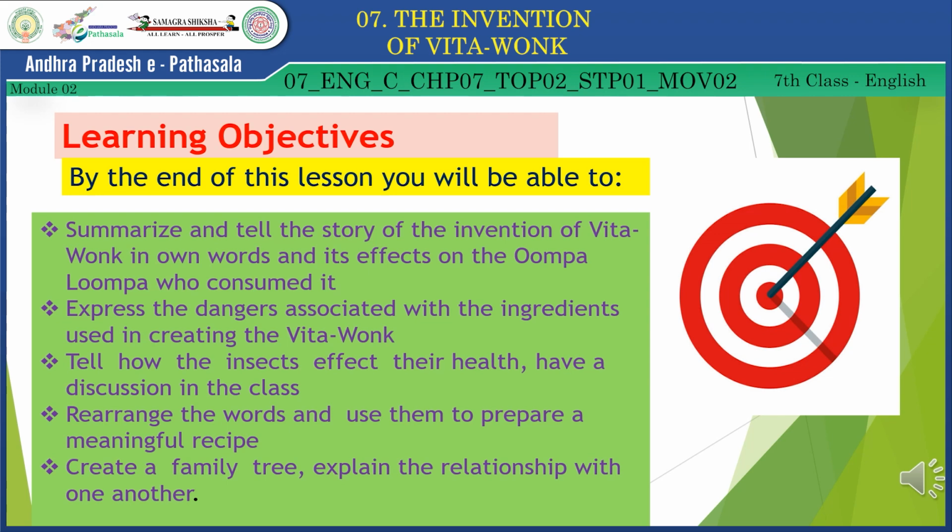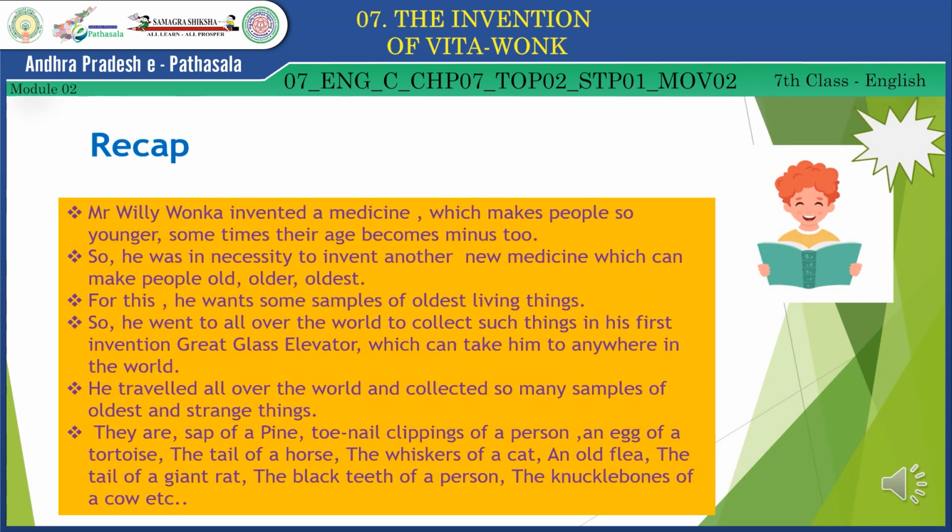Rearrange the words and use them to prepare a meaningful recipe. Create a family tree. Explain the relationship with one another. Let's recap the lesson once again. Mr. Willy Wonka invented a medicine which makes people so young. Sometimes their age becomes minus two. So, he was in need to invent another new medicine which can make people older. For this, he wants some samples of the oldest living things. So, he went all over the world to collect such things in his first invention, the Great Glass Elevator, which can take him anywhere in the world.